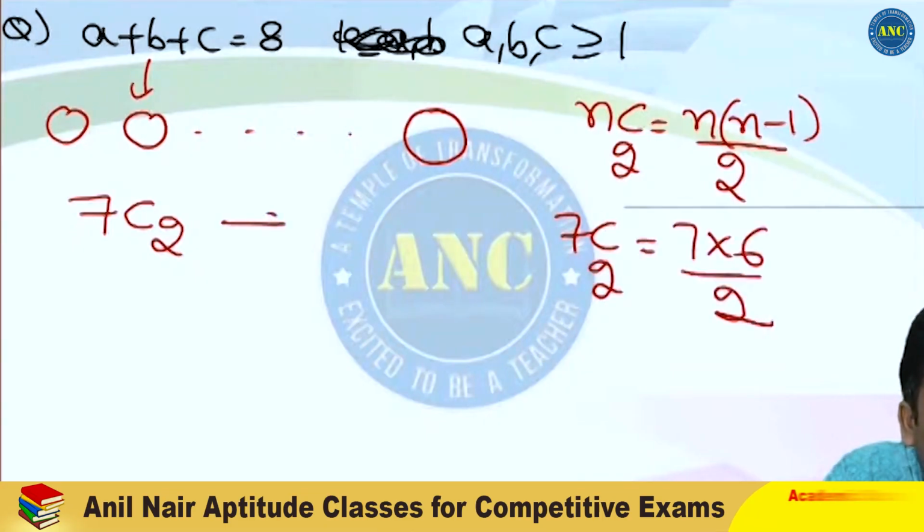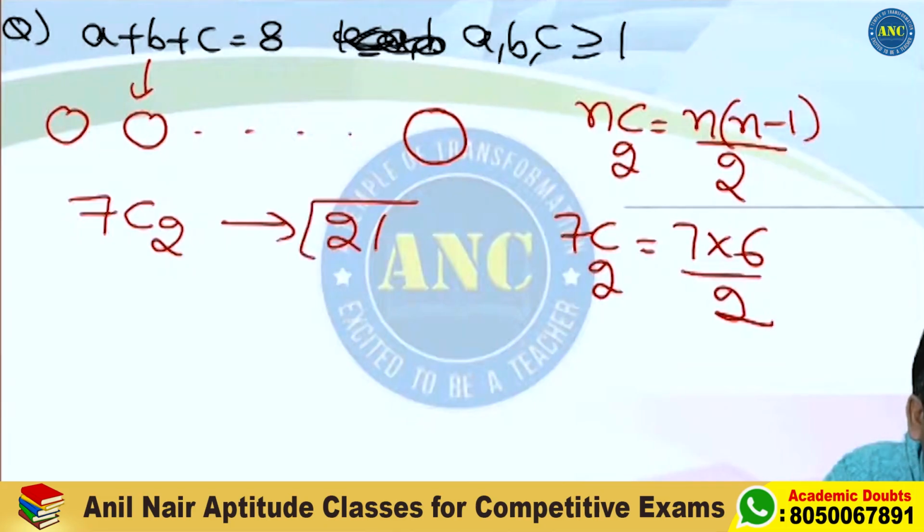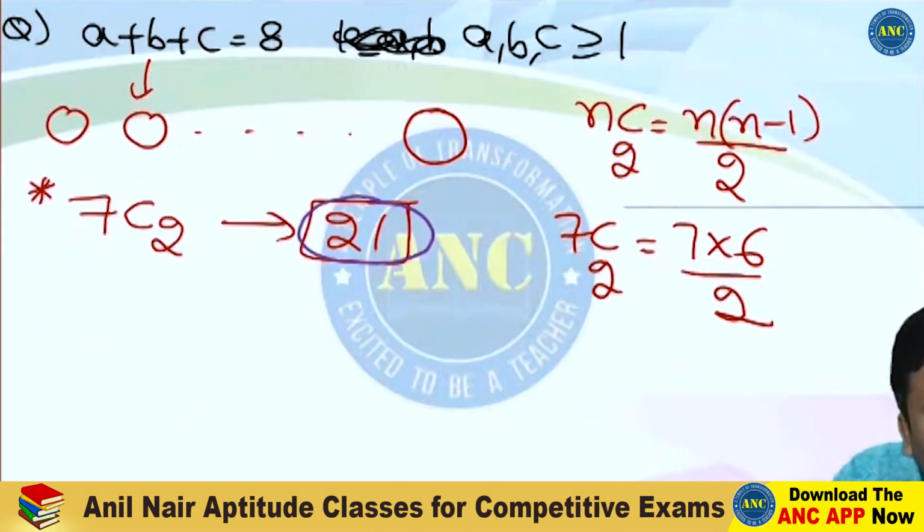They will find out the answer as 21. What is the idea I said? nCr, n is a prime number. The answer is a multiple of a prime number. 21 is a multiple of 7. Keep an eye on the answer option.